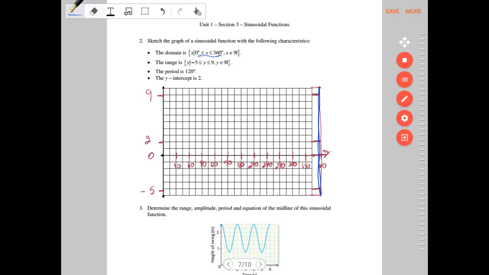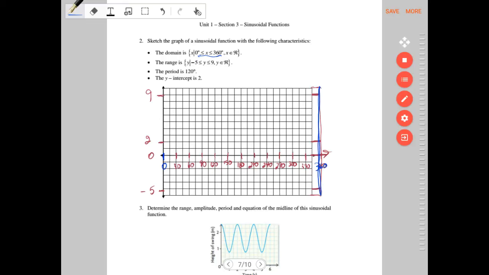Okay, so we have our domain between 0 and 360, so we should be starting here at x is 0 all the way to x is 360. Okay, good. The range is from -5 to 9. So notice I have a -5 here and a 9 up here. The period is 120 degrees. Okay, so how many cycles are going to fit in 360 degrees? We should be able to get 3 in there because 360 divided by 120 is 3.